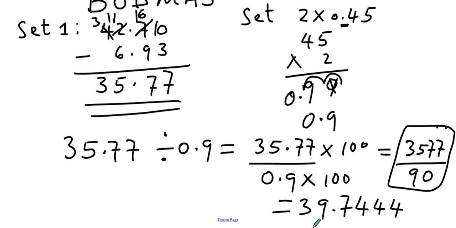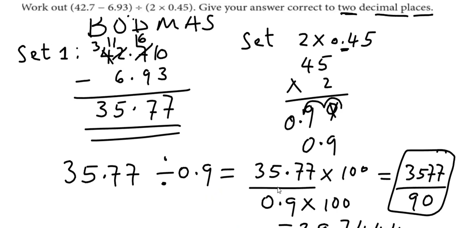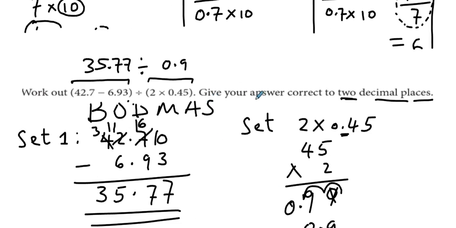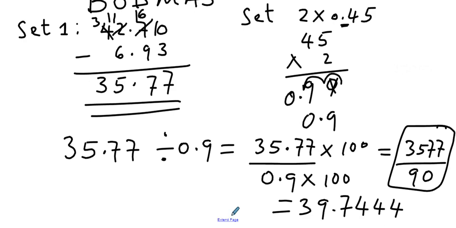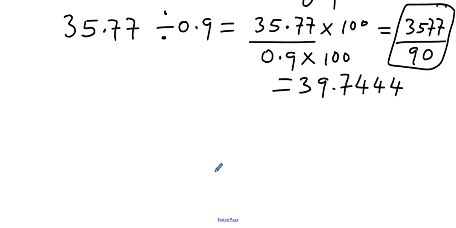39.74444. You can stop there. But remember the instruction: give your answer correct to 2 decimal places. So for 2 decimal places, you keep a boundary over here. Check on your right, there is a 4. 4 is not bigger than 5, so you'll be adding 0 over here.